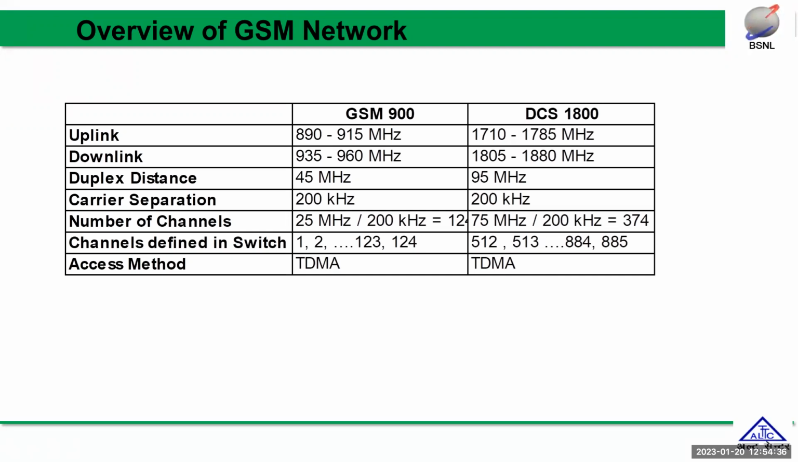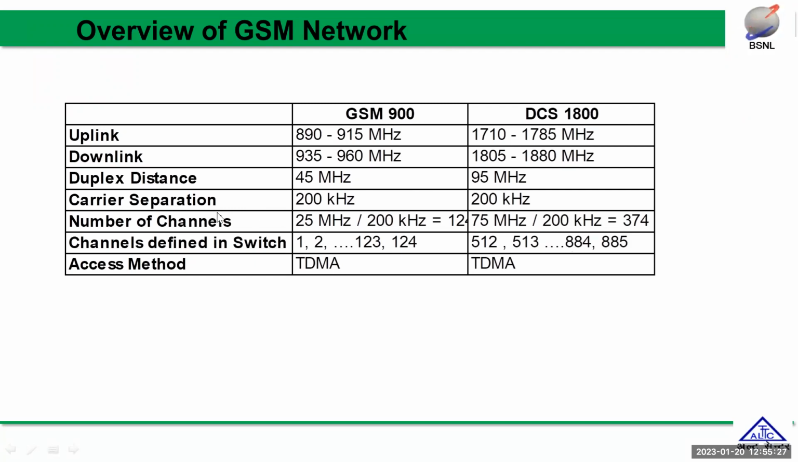The third point is the duplex distance. Duplex distance is 45 megahertz in GSM 900 and 95 megahertz in DCS 1800. Duplex distance means the difference between the uplink frequency and the downlink frequency. When we subtract 890 megahertz from 935 megahertz, the starting frequencies of uplink and downlink, it comes to 45 megahertz. And carrier separation, the bandwidth of one carrier, is 200 kilohertz in both the GSM 900 band and the DCS 1800 band.